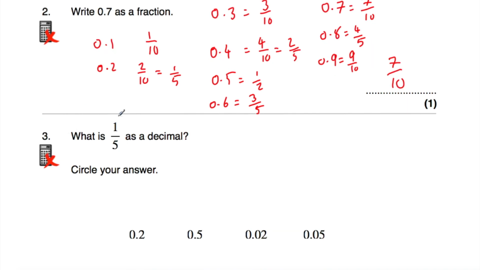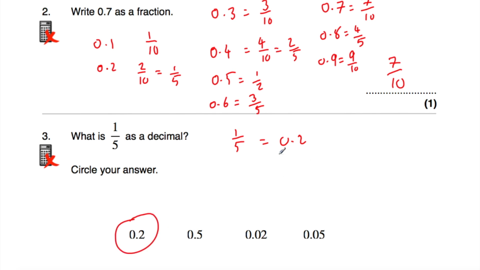Question number 3 says, what is 1/5 as a decimal? We've been asked to circle the answer, and we've got 0.2, 0.5, 0.02, and 0.05. Now there's a few different ways we could do this to write 1/5 as a decimal. One approach is to know it, and I've left these up here on purpose because 1/5 is equal to 0.2. It's quite useful to know that 1/5 is 0.2 and learn that off by heart. So here, what's 1/5 as a decimal? The answer would be 0.2.